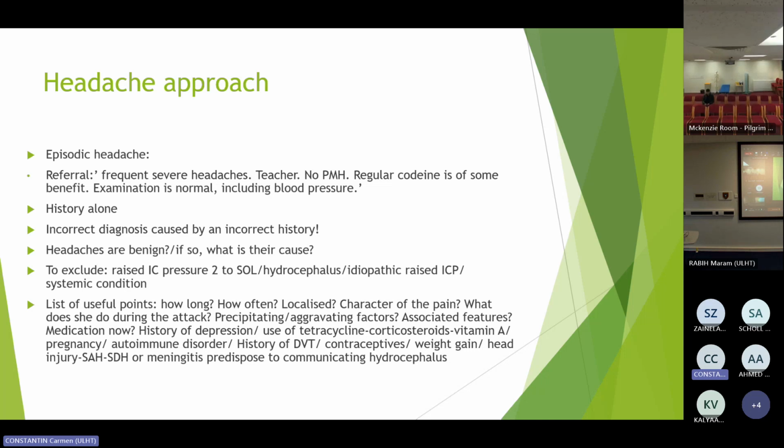Very important is to clarify the medication at present, and was there any medication changed before? It's important to understand if there is any history of depression or use of tetracyclines, steroids or vitamin A. Pregnancy is important; we'll have a different approach in pregnancy and headache, along with neurodeficit. Very important to clarify a background history of autoimmune disorders, deep vein thrombosis, contraceptives, weight gain, head injury, or CNS infection, meningitis, which are increasing the risk of hydrocephalus.